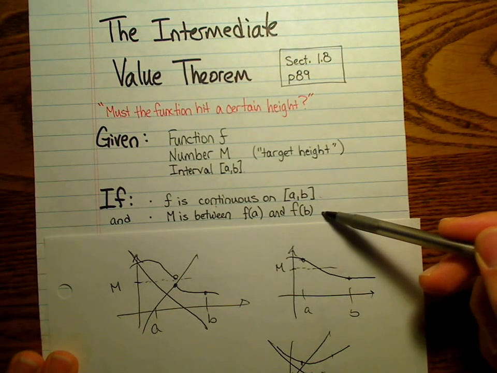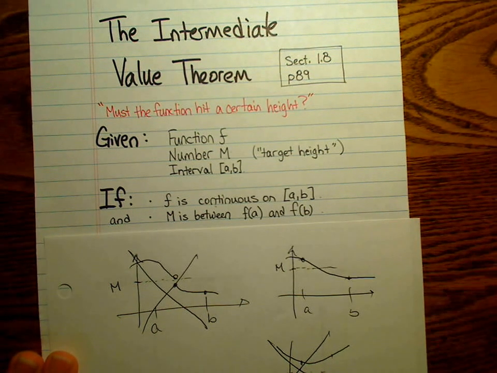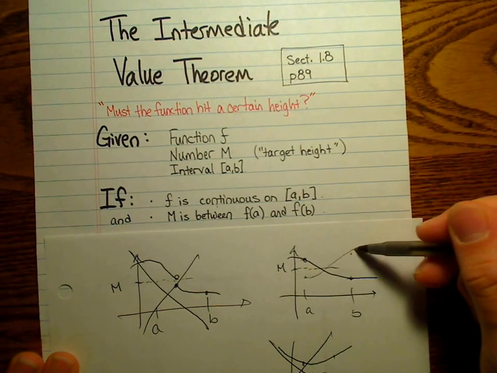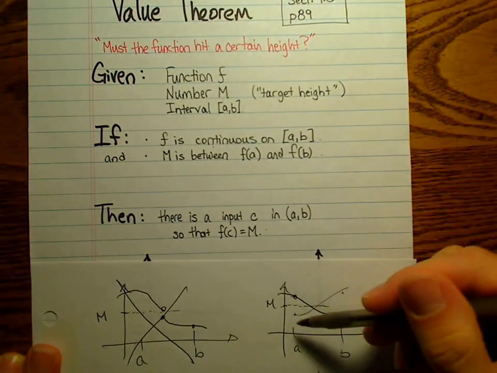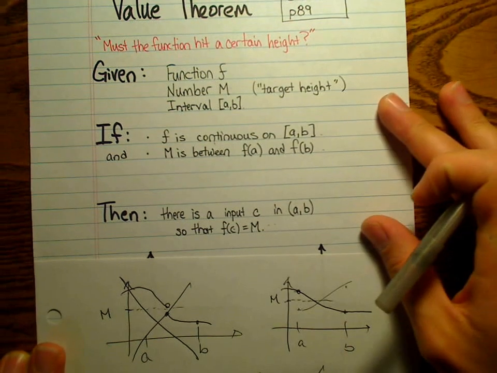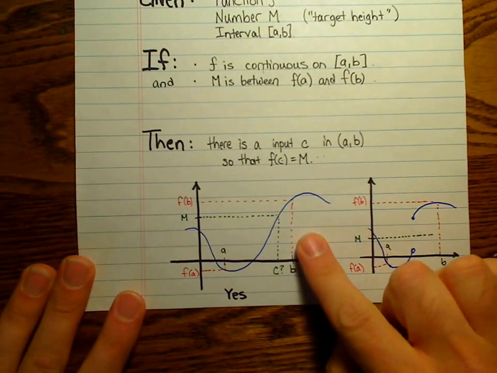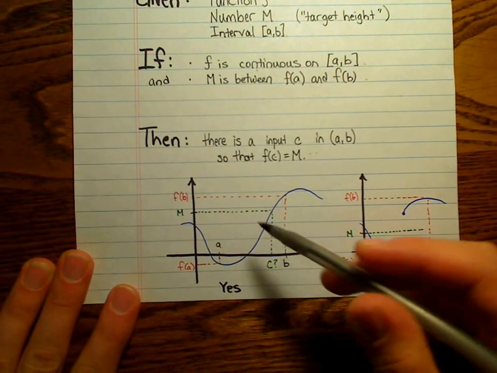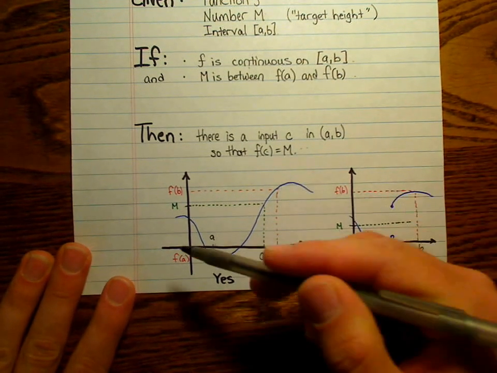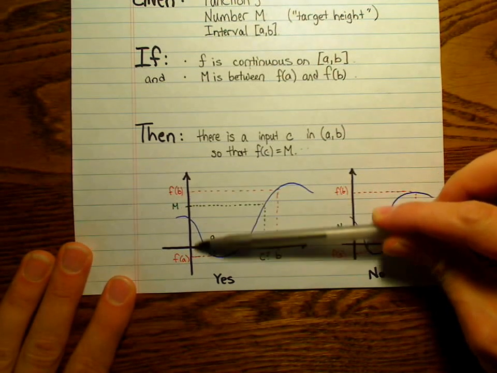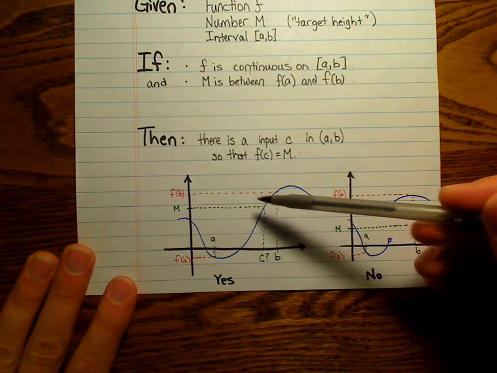If we are sure we have these two things, continuity and m being between the beginning value and the end value for the function, it doesn't matter which one's the bigger, it could go like that as well. Then we are guaranteed that there is some input c in the interval between a and b, so that f of c equals m, that target value. So in this case, I'll just do this with this picture here. There's our a, there's our b. Blue is our curve. F of a is the height at a, f of b is the height at b. For any m that we could have chosen between these two, we are guaranteed that there's some value c that will hit, so that f of c is that target value.